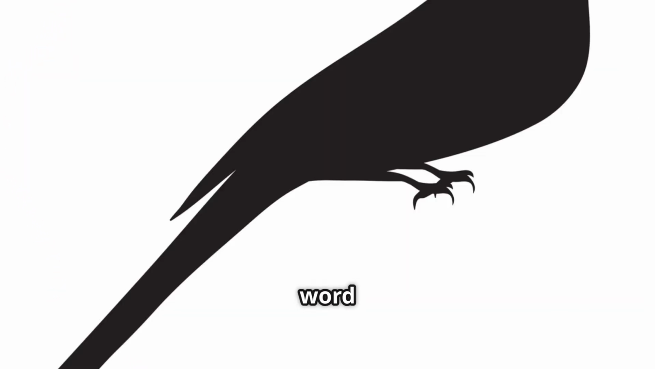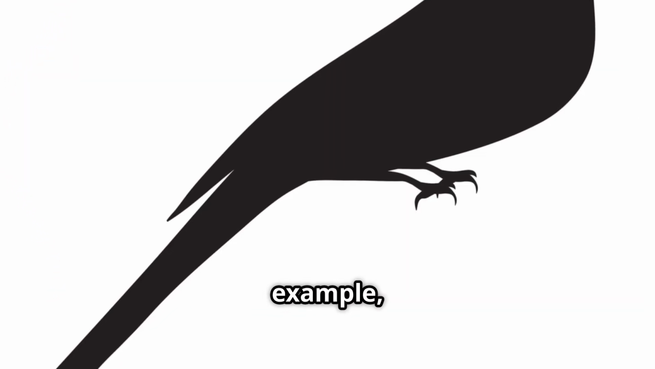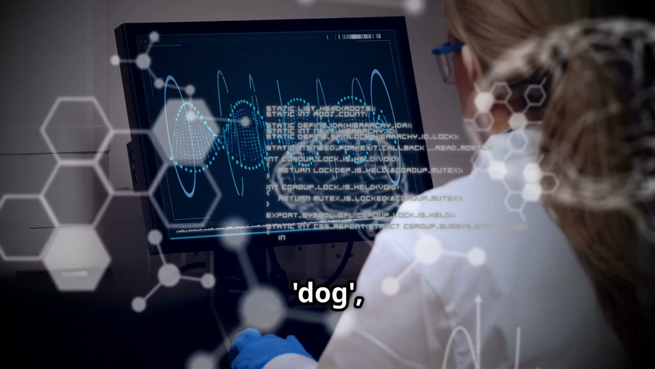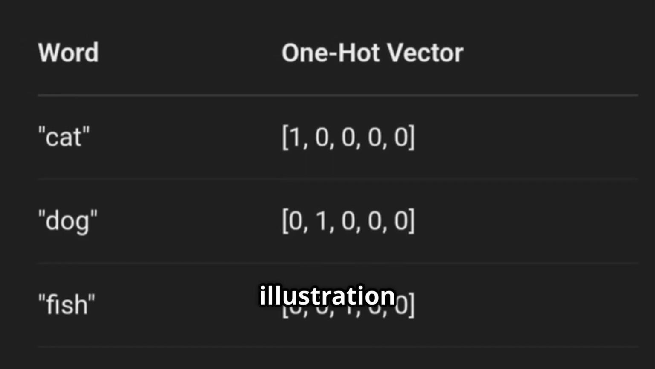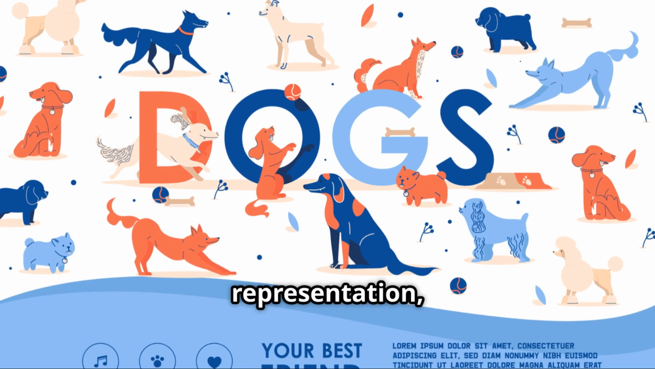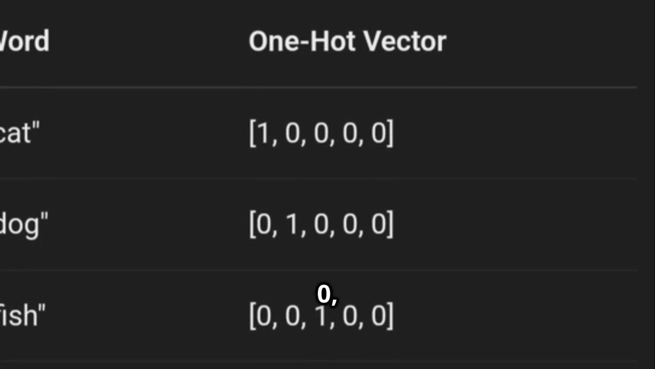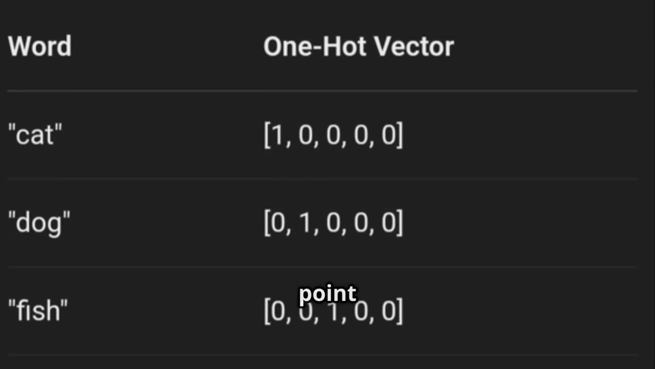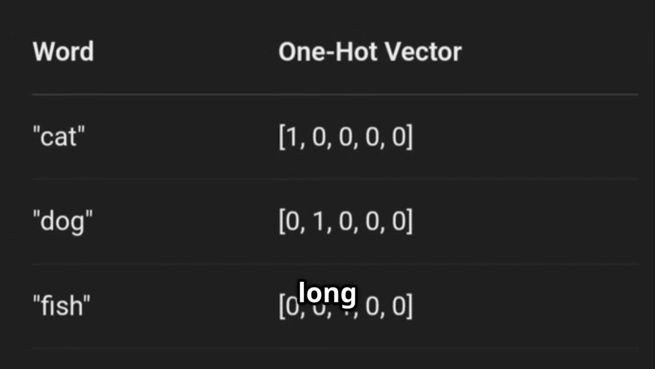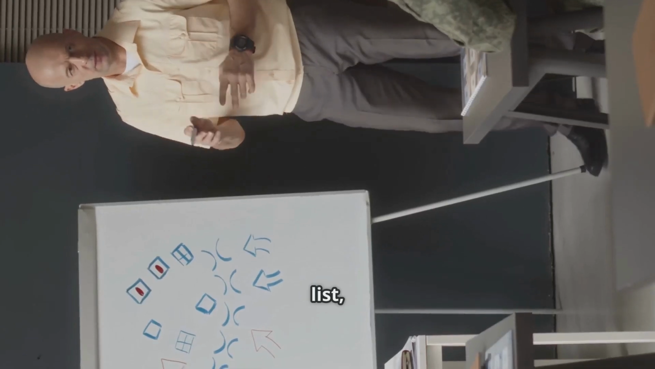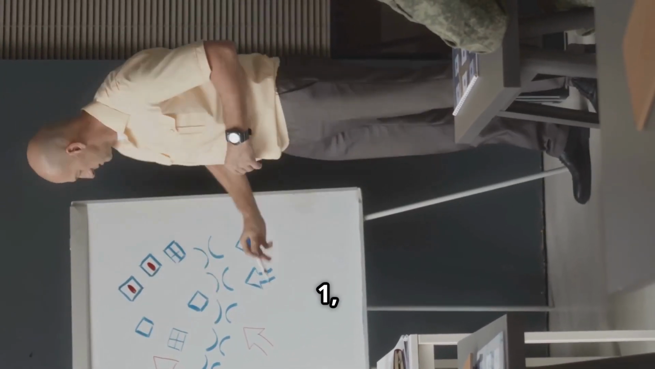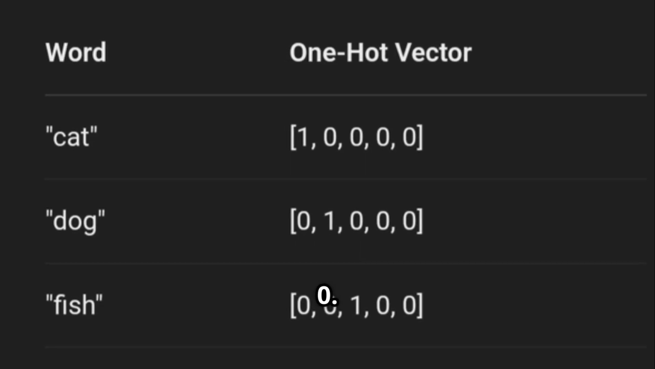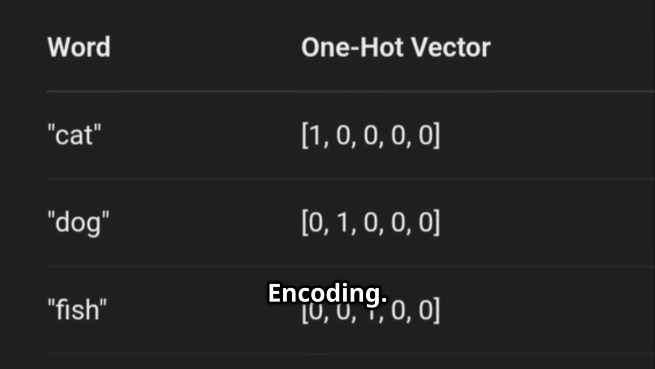Vector illustration of the word labeled cat. In our example, the word cat can be represented as the vector 100. Dog has the vector representation 010, and bird is 001. The most important point to note is that each vector is as long as the number of unique words in our list, and only one element in the vector is hot, or set to 1, while the rest are set to 0, hence the name one-hot encoding.